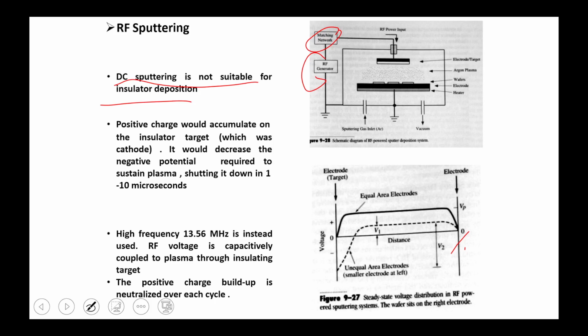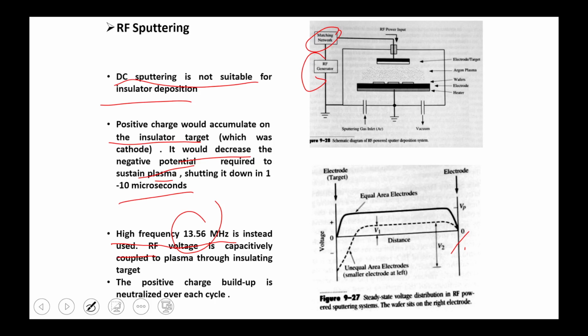Positive charge could accumulate on the insulated target, which is the cathode. It would decrease the negative potential required to sustain plasma, shutting it down in 1 to 10 to the power minus 6 seconds. So a high frequency, around 50 megahertz, is used with RF. This is the source supply, and the frequency of the RF should be 13.56 megahertz.